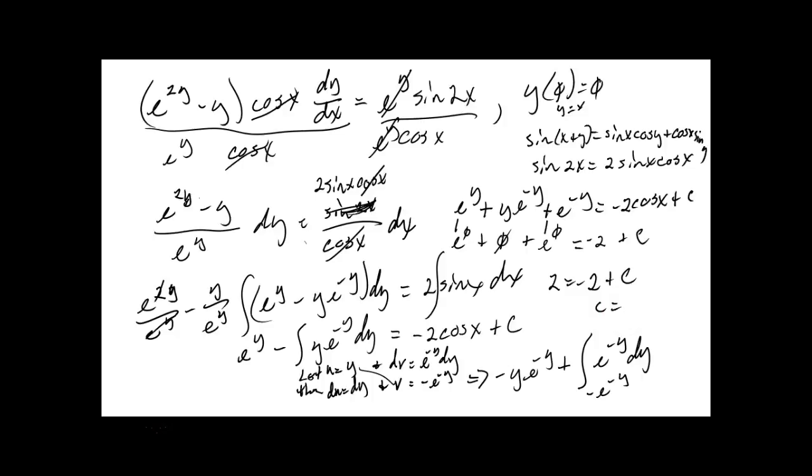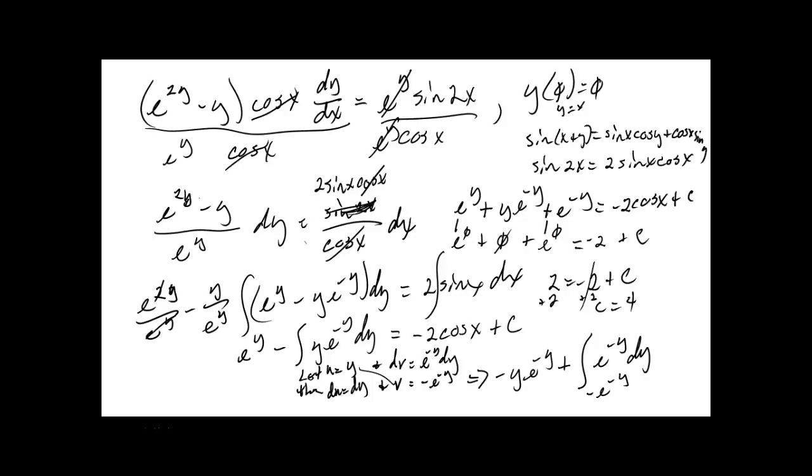Add 2 to both sides? 2 is equal to minus 2 plus C. Add 2 to both sides. C is equal to 4. Okay, high level math today. 2 plus 2 is 4, huh? No, I don't. Yeah, this is 1 plus 1 is 2. Okay.